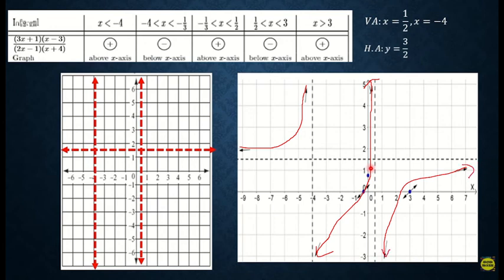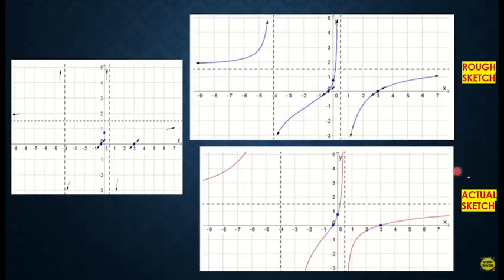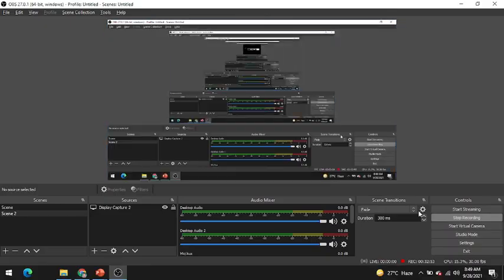Okay, using Desmos. Here is the rough sketch, then the actual sketch using Desmos. So thank you, students. That would be our recorded discussion.